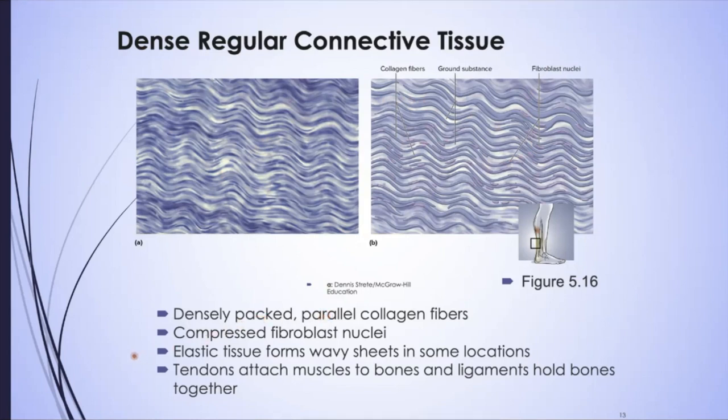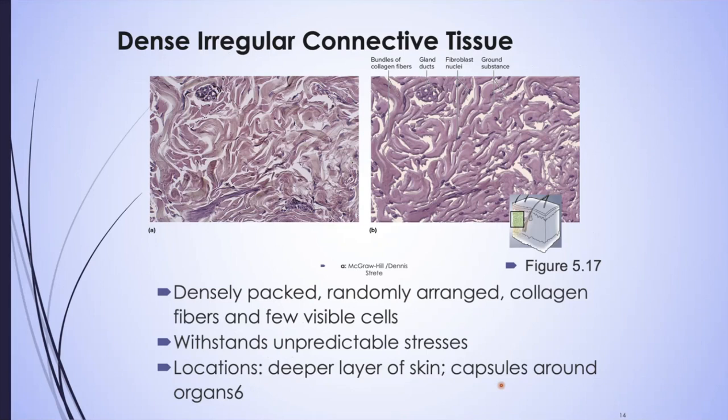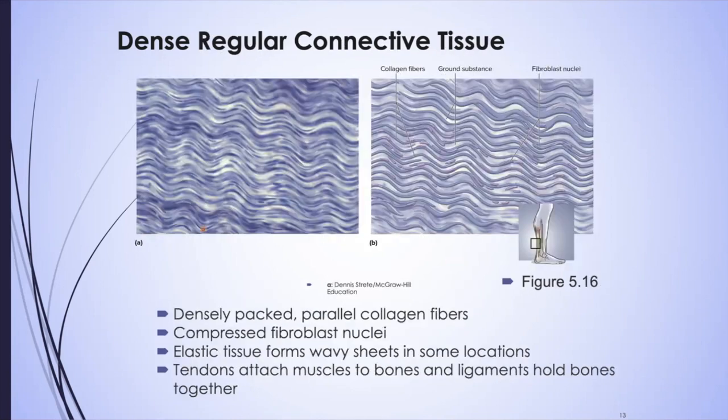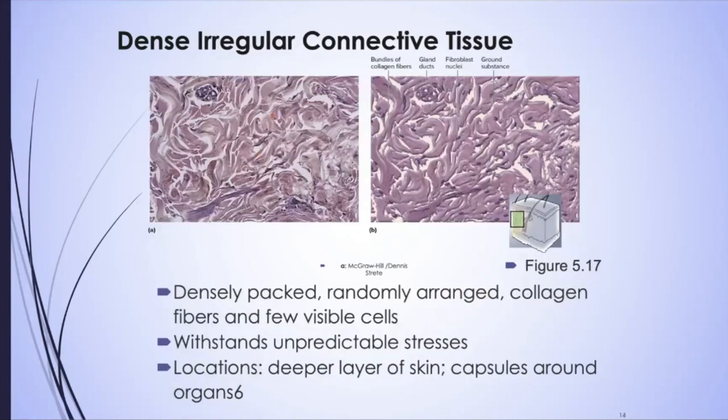So that elastic tissue is going to form wavy sheets. You're going to find this in your tendons. Your tendons, like I said before, are going to attach muscles to bones, and your ligaments are going to hold bones to bones. This is dense, irregular connective tissue. As you can see, regular is going to literally be in waves. They are all going in the same direction. Irregular is not.